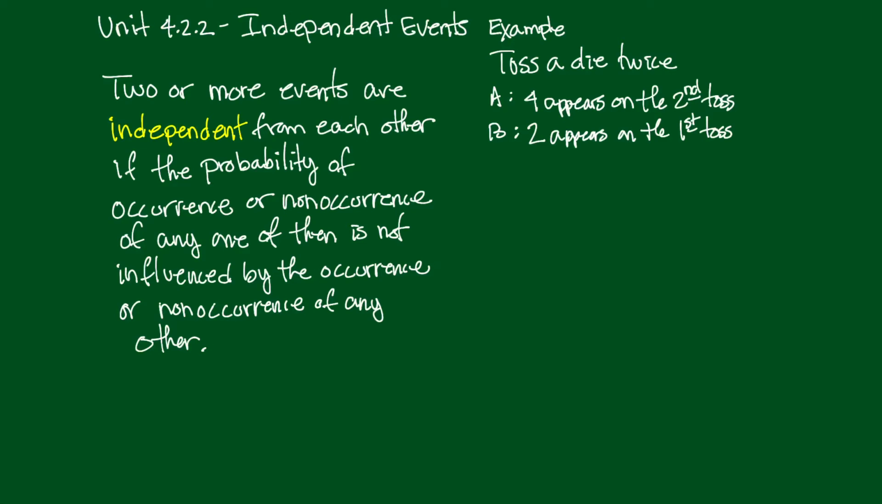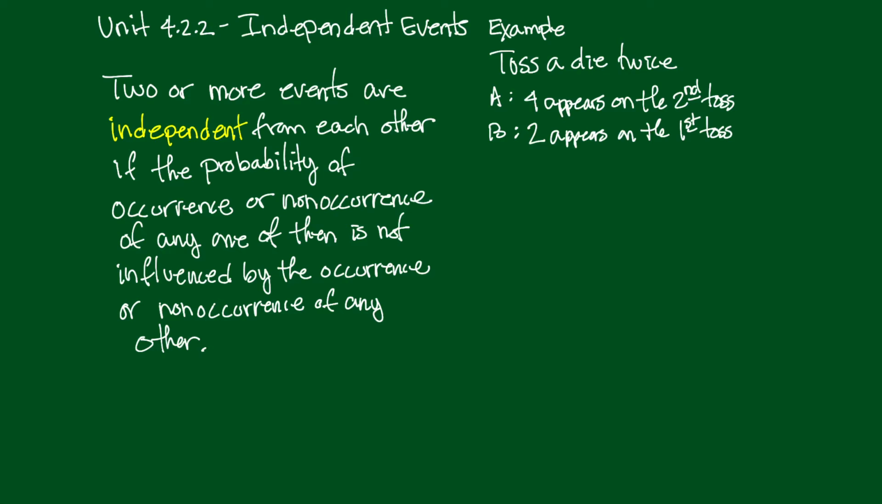Suppose you toss a die twice. A will be the event that a 4 appears on the second toss, and B is the event that a 2 appears on the first toss. Now, I'm going to claim that getting a 4 on the second toss is in no way affected by getting a 2 on the first toss. I'm going to say that these two events are independent.